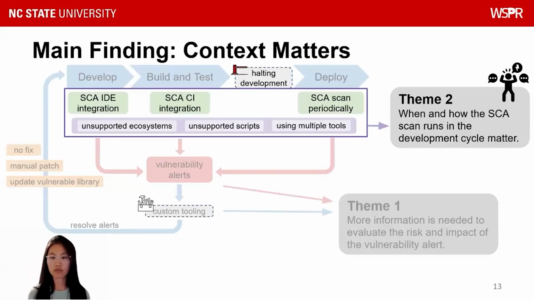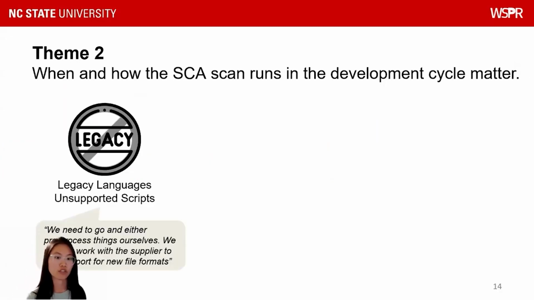The second theme we found after talking to participants was that when and how the SCA tool runs in development pipelines matters. If they are not configured correctly, they can end up causing halts or challenges in your development pipeline. Some of the challenges participants shared were unsupported scripts or legacy languages in their application that would not be supported by SCA tools. So in order to figure out what is actually in their software components, they would either have to pre-process things themselves or find a workaround with the SCA supplier.